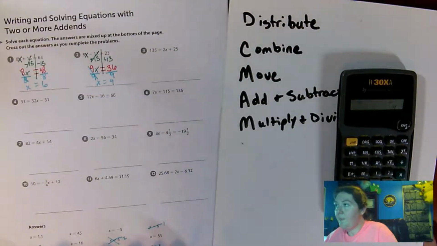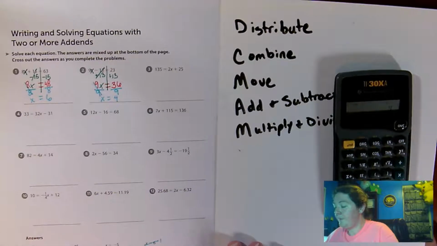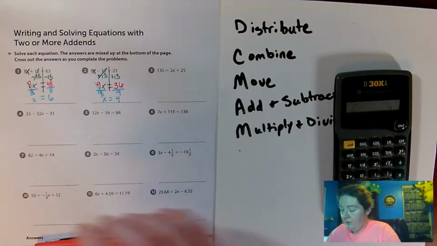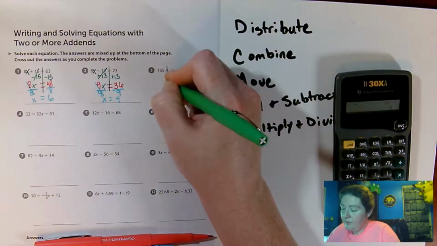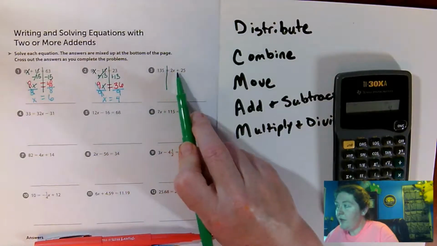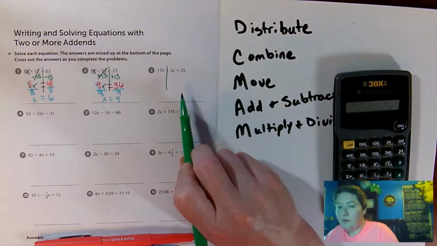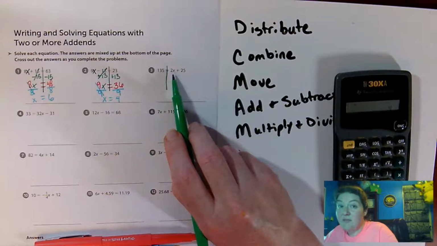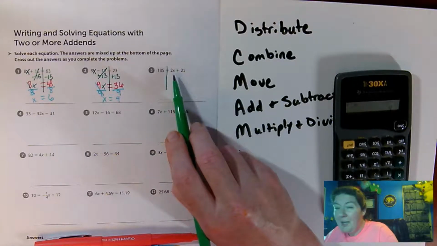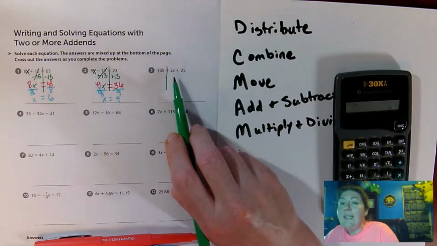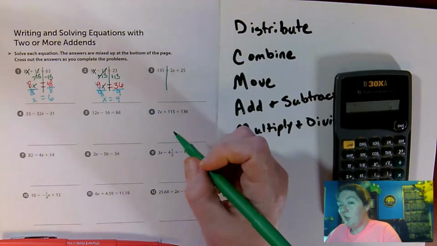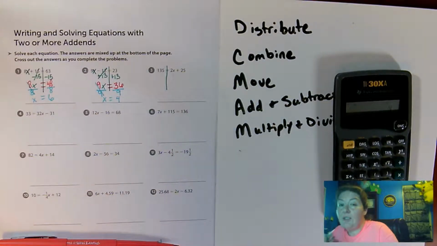Alright. Let's look at number 3. We're going to do the exact same steps on number 3. But if you look at number 3, we've got 135 equals 2x plus 25. What do you notice? The variable is on the right. That's okay. The only time that makes my brain itch is when we're doing inequalities. This is not an inequality, this is an equation. There's an equal sign. So that's okay. It just looks funny, but it's totally right and it's okay.